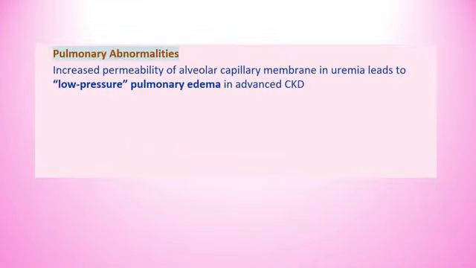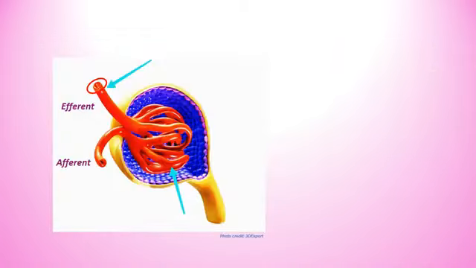Now come to the pulmonary abnormality. Increased permeability of the alveolar capillary membrane occurs in uremia, leads to low pressure pulmonary edema in advanced chronic kidney disease. This is the slide which shows the afferent arteriole, glomerulus and efferent arteriole.